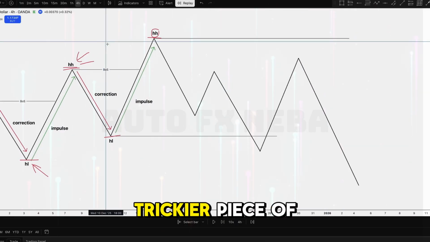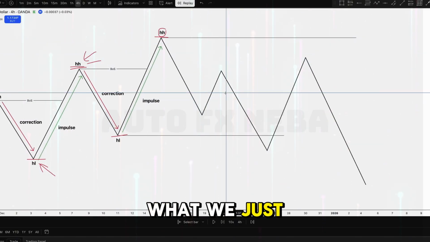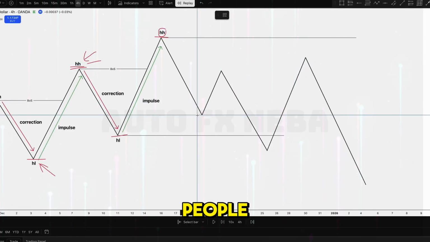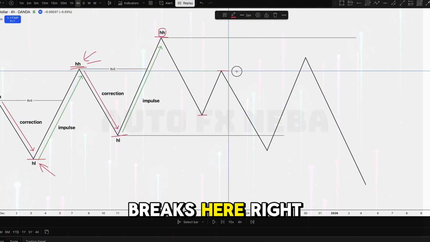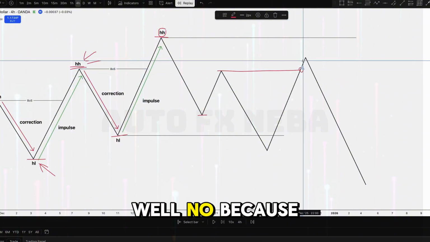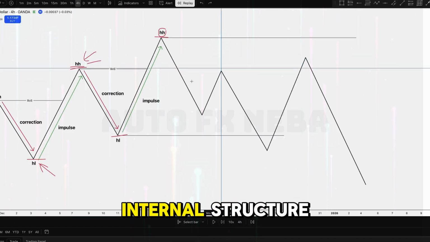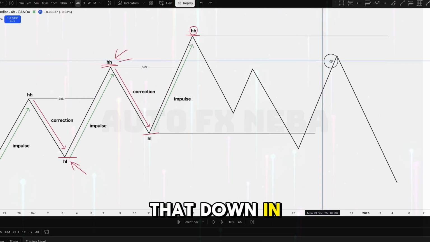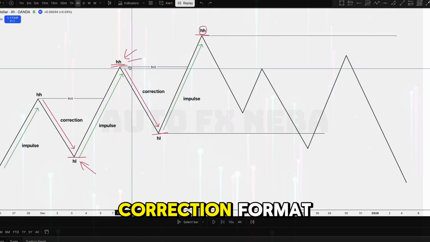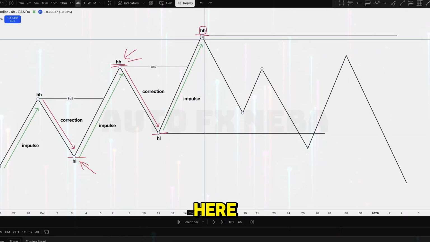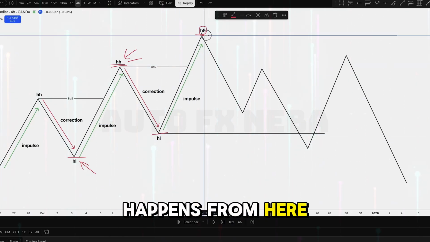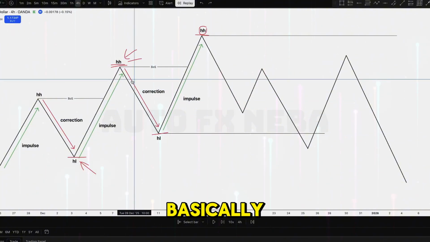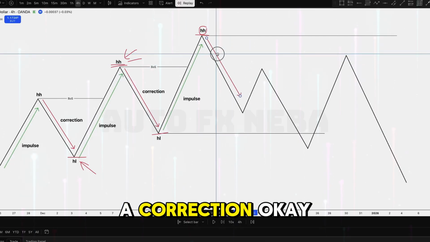Now let's look at a little bit of a trickier piece of price action. This is exactly what we just broke down in that previous example. And I know this probably did catch some people out and confuse people, because you might be seeing, well, we've had breaks here, right? Isn't this a break of structure at this point? Well, no, because this is what we classify as internal structure, everything that happens between this high and this low, okay? So to break that down in simple terms, we're going to follow the same impulse correction format. If we have our impulsive move here, that means that any movement that happens from here downwards that doesn't break this low is a corrective move. So we would basically initially just see this movement as a correction, okay?